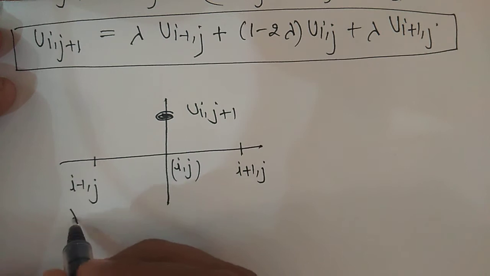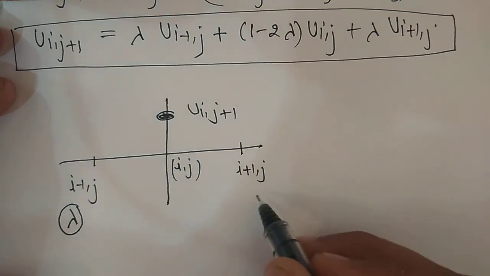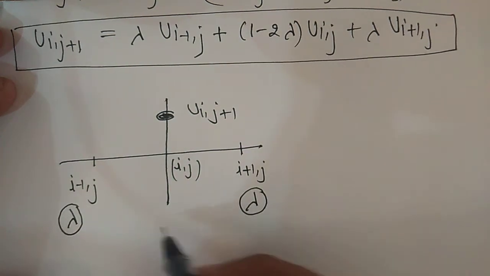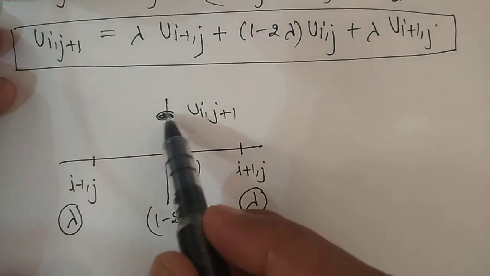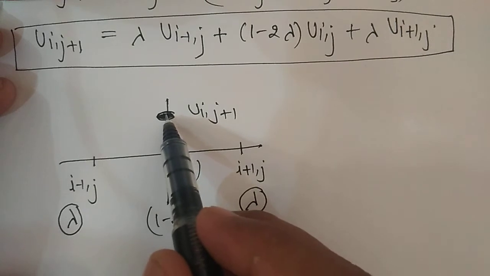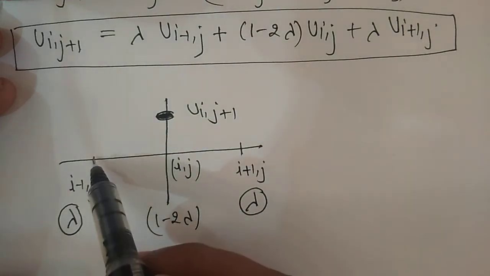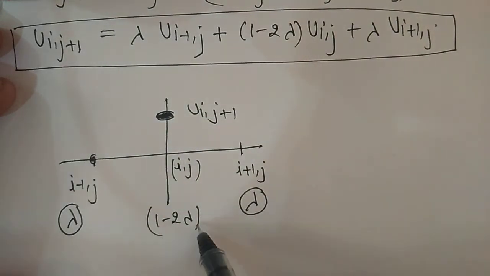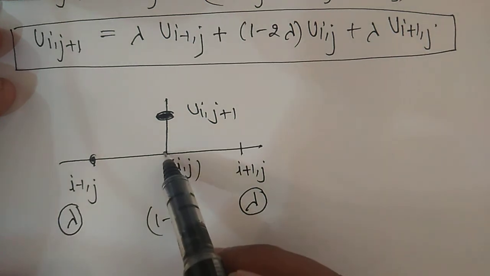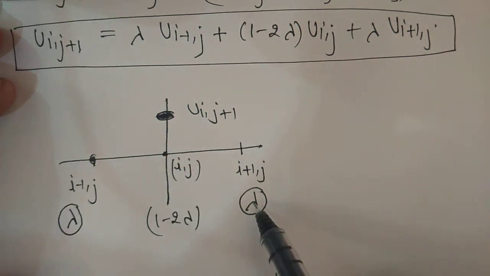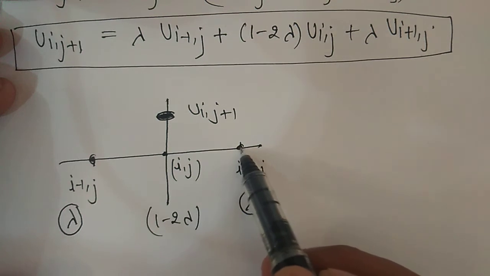Now this is the lambda coefficient. Here also we have the lambda coefficient. Here we have the 1 minus 2 lambda coefficient. So the value of u at this point, we are getting lambda into the value of u at this point, 1 minus 2 lambda into the value of u at this point, and plus lambda into u i plus 1 at this point.